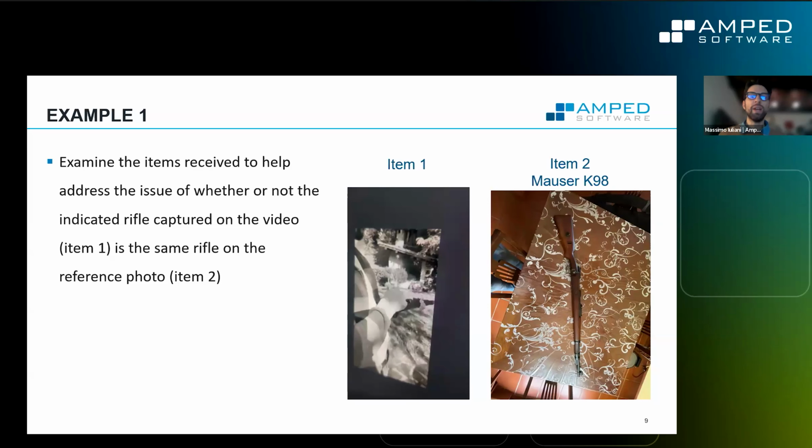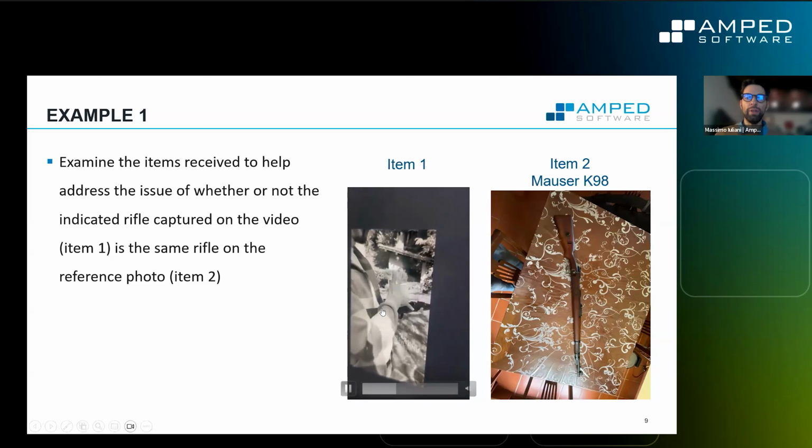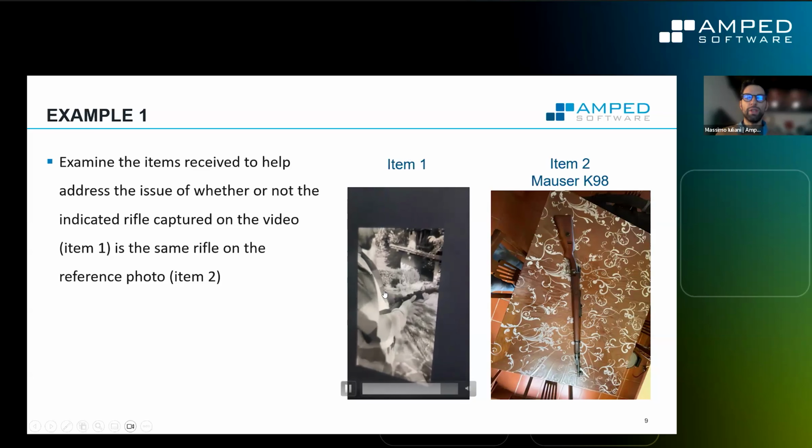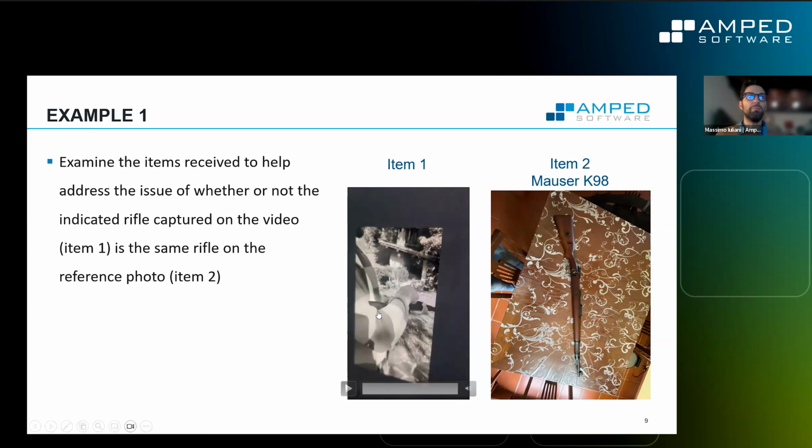So let's consider this example in which we have a video. In this video, there is this subject that is using this rifle, okay? And we have a reference rifle that has been found, and we are asked to examine these items and to determine whether the rifle in the video is the same rifle as in the reference picture.